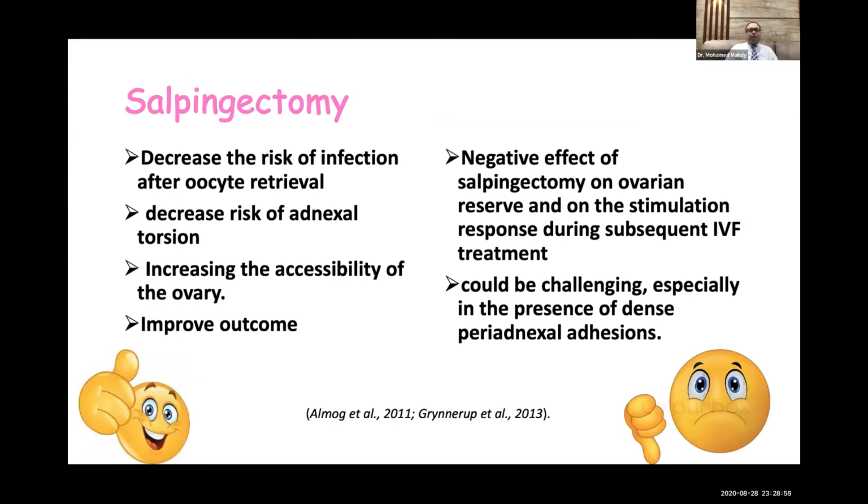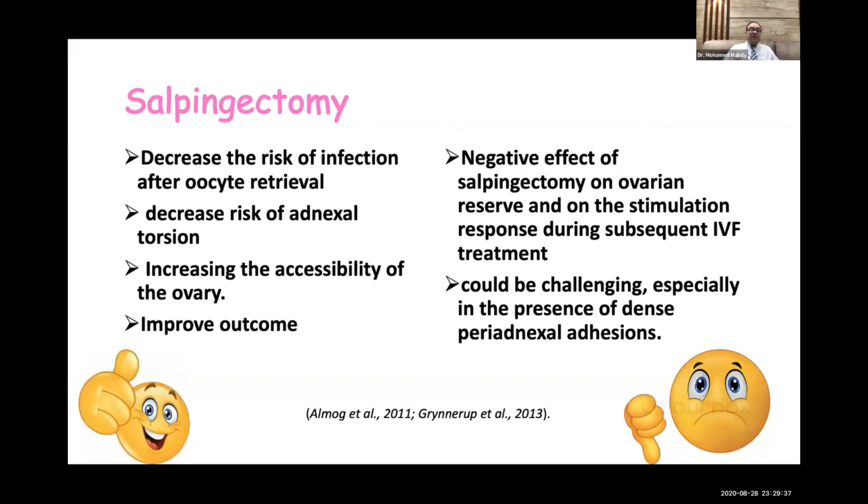Salpingectomy is useful because it decreases the risk of infection after oocyte retrieval. By removing the fallopian tube, you avoid entering the fallopian tube with your needle, so you decrease the risk of PID or infection after ovum pickup. It also decreases the risk of adnexal torsion. The distended fallopian tube is disconnected from the uterine cavity, so it is free at both ends and can twist easily, especially with enlarged ovaries. So by removing the tube, you avoid the risk of adnexal torsion.